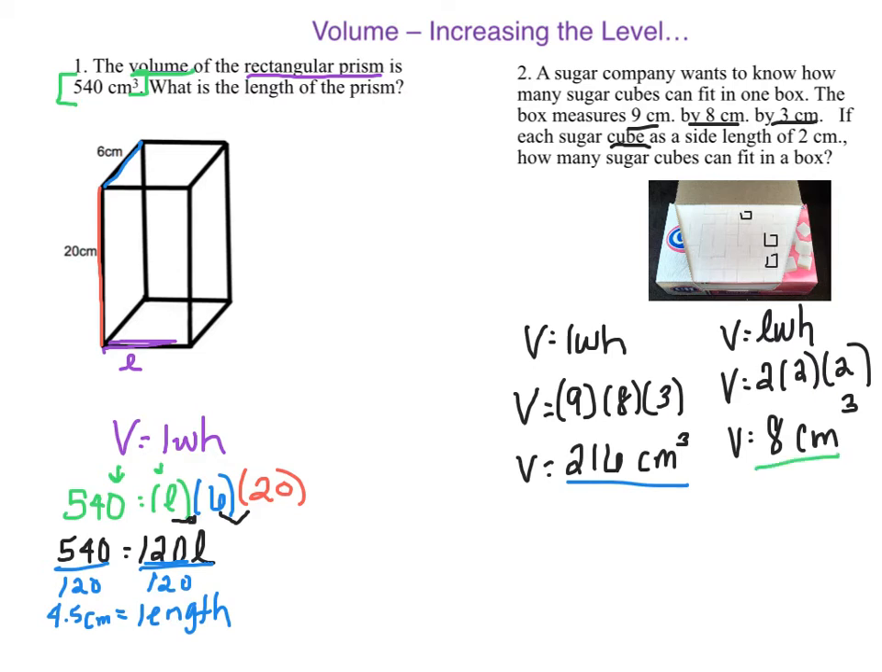Each cube takes up 8 cubic centimeters of space. So to figure out how many can fit, I need to divide my whole box. I'm breaking it up into little sections of 8 for each cube. So that means the box can hold 27 cubes.